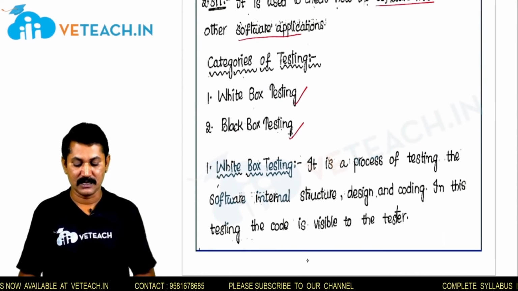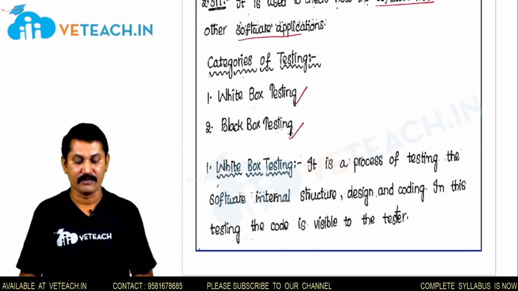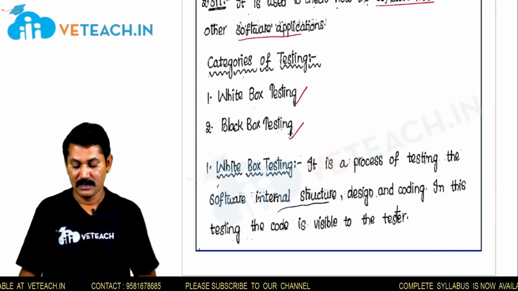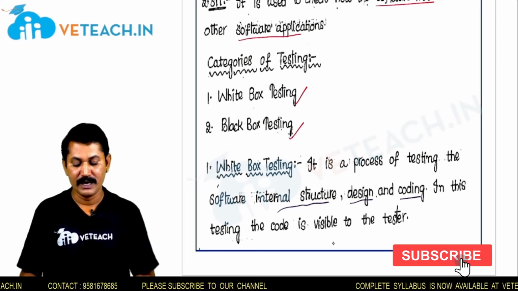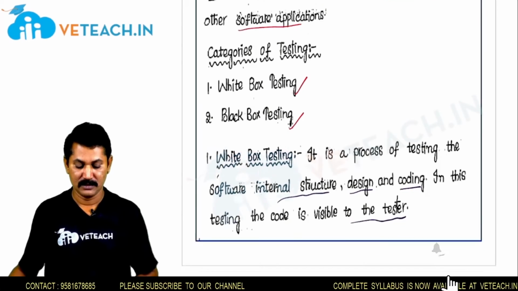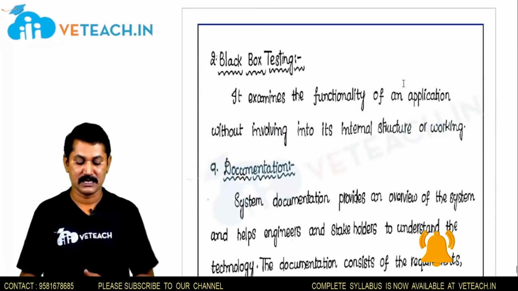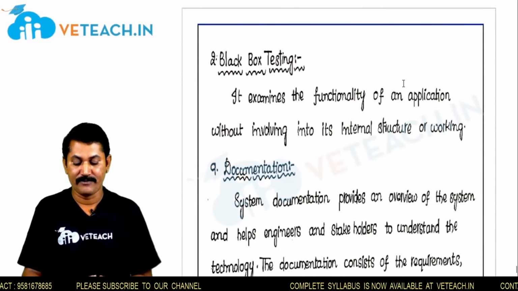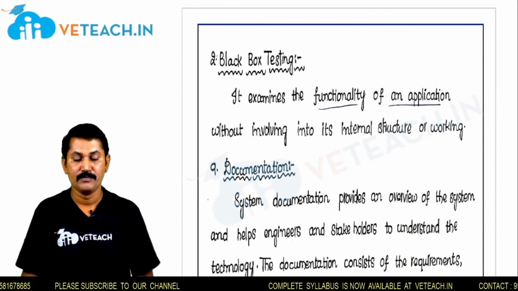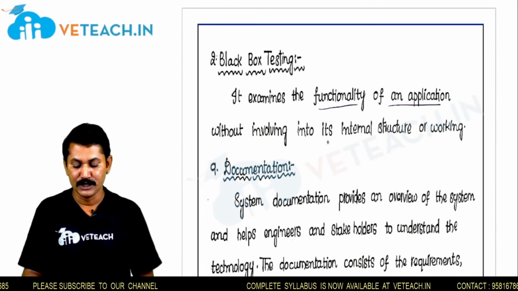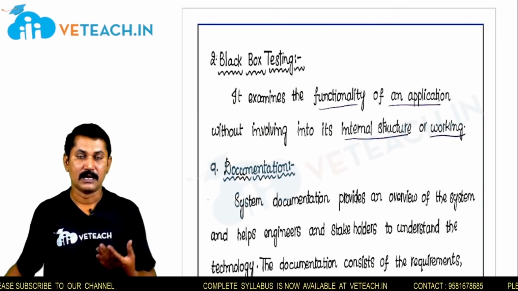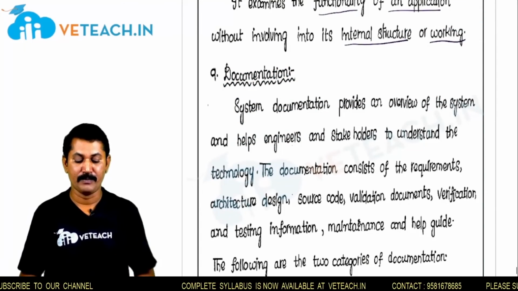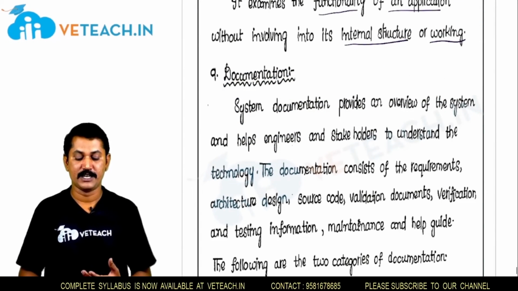White box testing is a process of testing the software's internal structure, design and coding. In this testing, the code is visible to the tester. While coming to black box testing, it examines the functionality of an application without involving the internal structure or working. Now, the last phase of system development is system documentation.